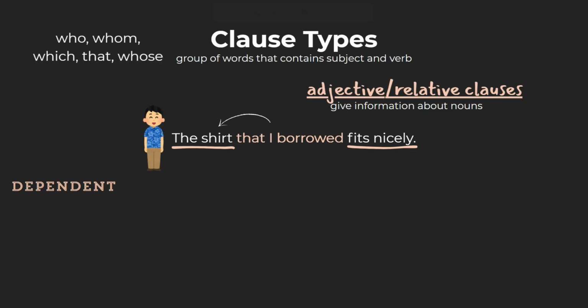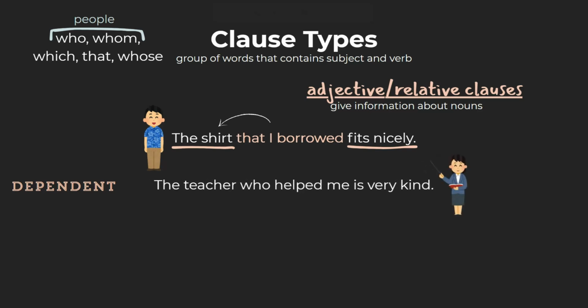We'll give a quick rundown of these here, but make sure to check out our video on pronouns for a deeper explanation. In short, who and whom are used to start relative clauses relating to people. For example, "The teacher who helped me is very kind." Again, we see the independent clause, the teacher is very kind, and the adjective clause, who helped me, describing the noun teacher. Which and that are used for objects and animals.